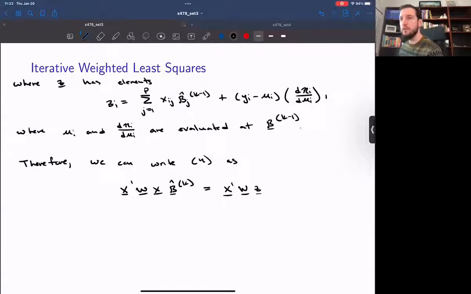And then again, this should look pretty familiar because in the normal linear case, we basically have X transpose X beta equals X transpose Y. Now we have the W adding in the weighted part, hence iterative weighted least squares. And we can use this expression to iterate to a solution for the beta, right? And we can do that.